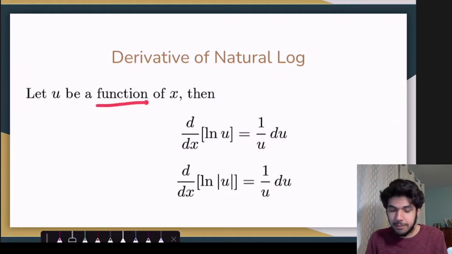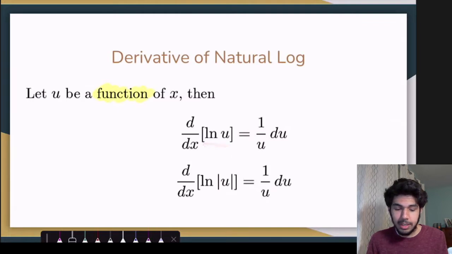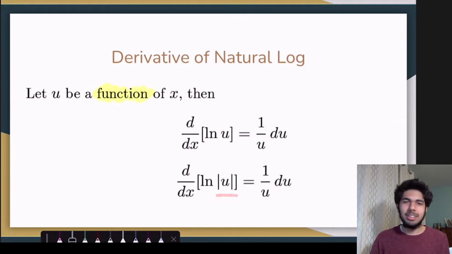We'll let u be a function of x here. Then the derivative of the natural log of u is equal to 1 over u times the derivative of u. So we do 1 over whatever this value is, and then we multiply by the derivative of this u with respect to x. These two properties are very similar to each other. The only difference is we throw in some absolute values here. We'll see later why we like to see the absolute value bars, but we should note that the derivative of the natural log of the absolute value of u is also equal to 1 over u du.